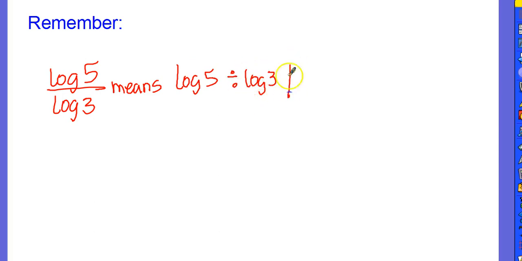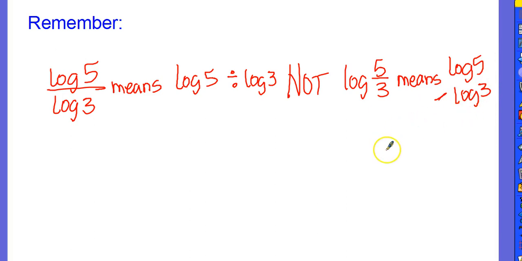It is not the condensed log of 5 over 3. They're different. See? This one means the log of 5 minus the log of 3. So we're not using the log of a quotient here. We're doing the quotient of 2 logs. So just be really careful.